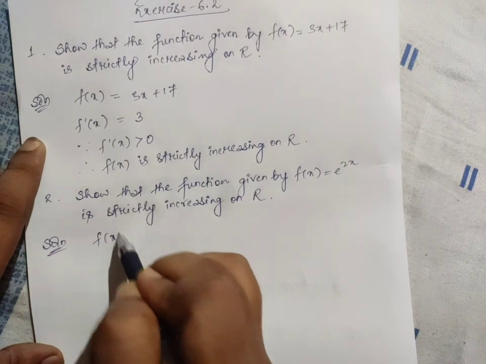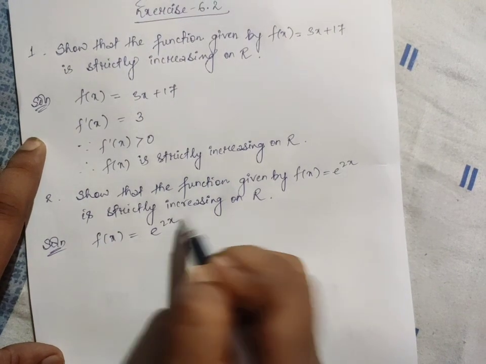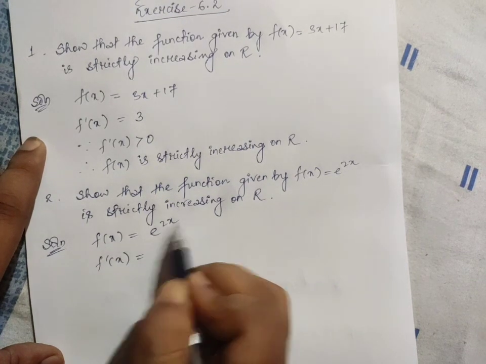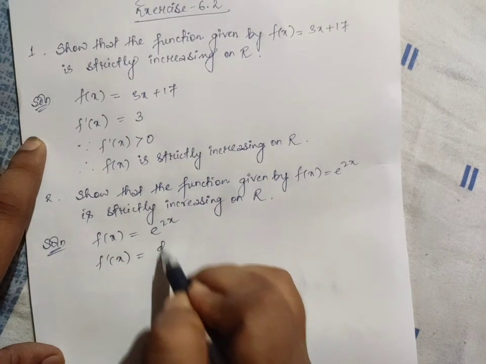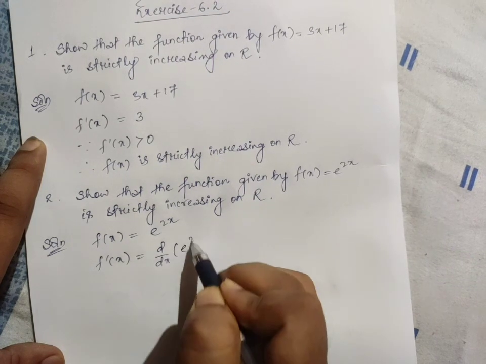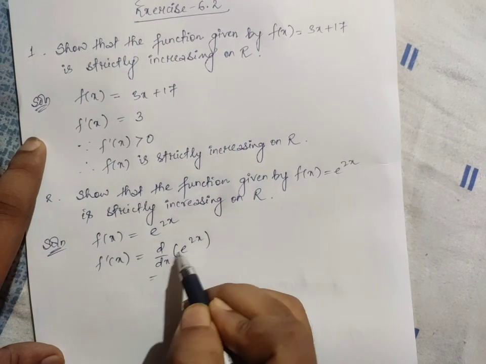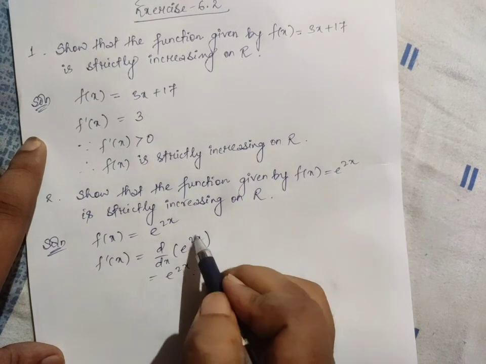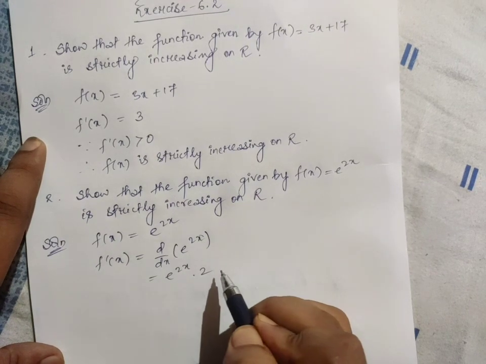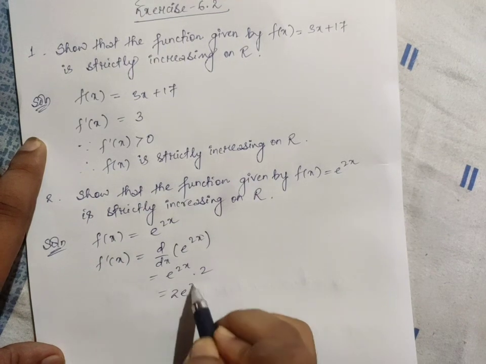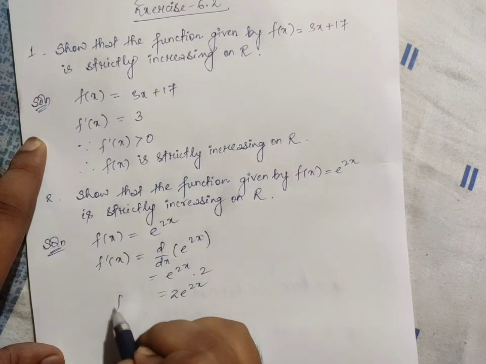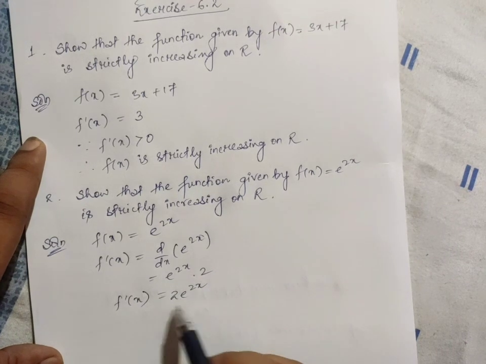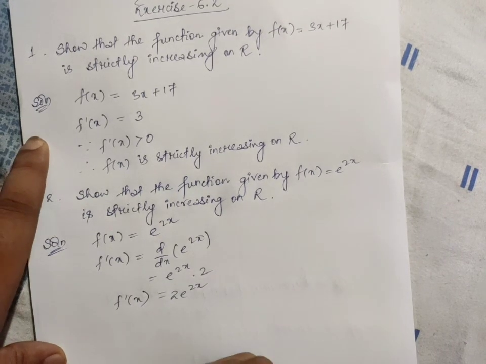So here f of x is given e to the power 2x. So we'll find f dash x. So derivative of, you can differentiate also, d by dx of e to the power 2x. So differentiation of e to the power 2x is e to the power 2x into differentiation of 2x, which is 2. So we'll get 2 e to the power 2x. This is our f dash x. Now whether this value is greater than 0 or not, that you have to check.